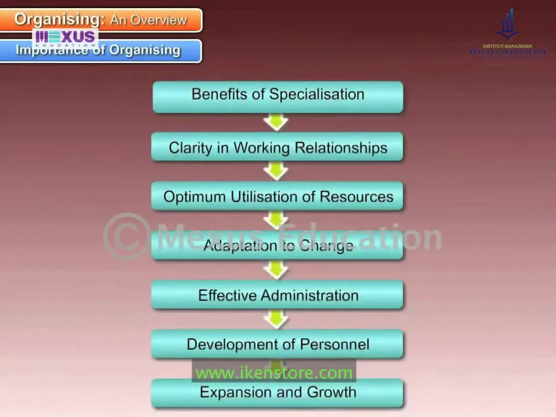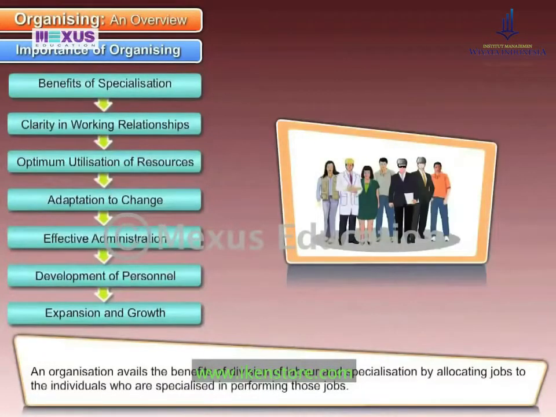Importance of organizing. An organization must execute the organizing function properly in order to perform various tasks and meet its goals successfully. Let us understand how organizing plays a crucial role in any business enterprise. 1. Benefits of specialization. An organization avails the benefits of division of labor and specialization by allocating jobs to the individuals who are specialized in performing those jobs.